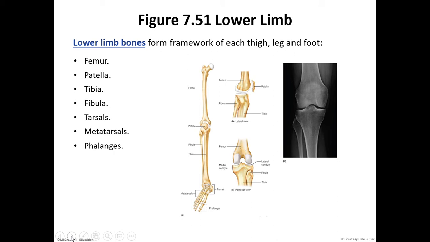Moving on to the lower limb. We're going to be looking closely at the femur, the tibia, which is the main leg bone, and the fibula, which is the lateral, skinny little bone that sits in there. And then we'll look at the ankle, the foot, which includes metatarsals and phalanges.